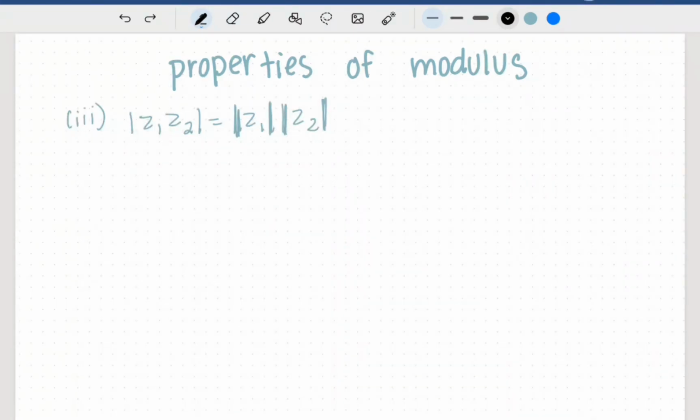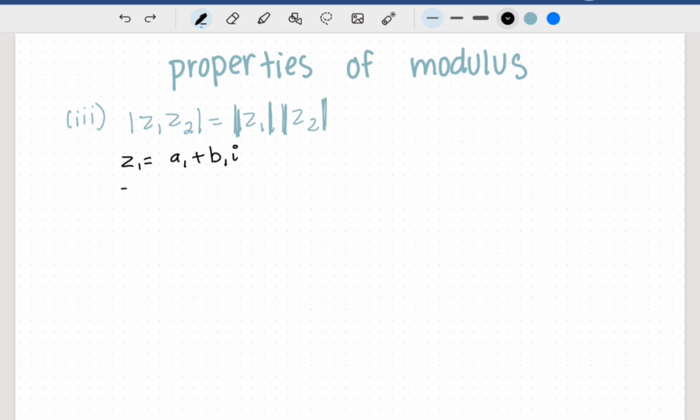Alright, so our second property, or third property I should say, of modulus is the modulus of z1 times z2 is equal to the modulus of z1 times the modulus of z2. And once again, feel free to pause the video and try to solve this on your own. Alright, so hopefully you gave that problem a go, but if you didn't, I'm going to go over the solution right now. So once again, let's assume z1 is a1 plus b1i.